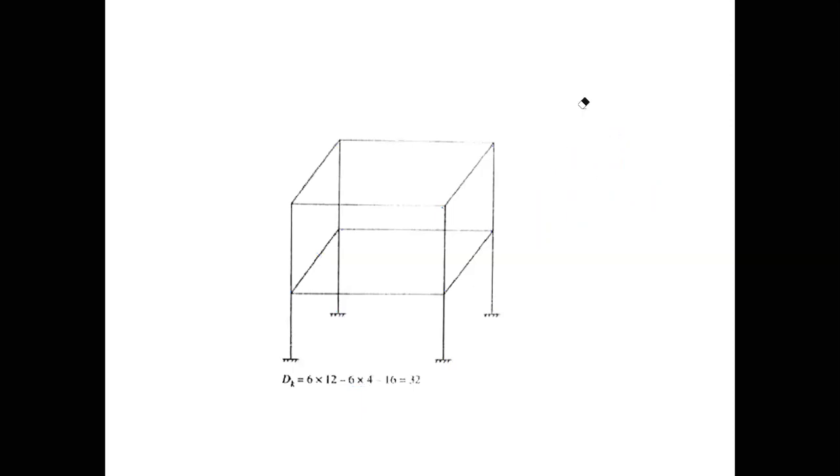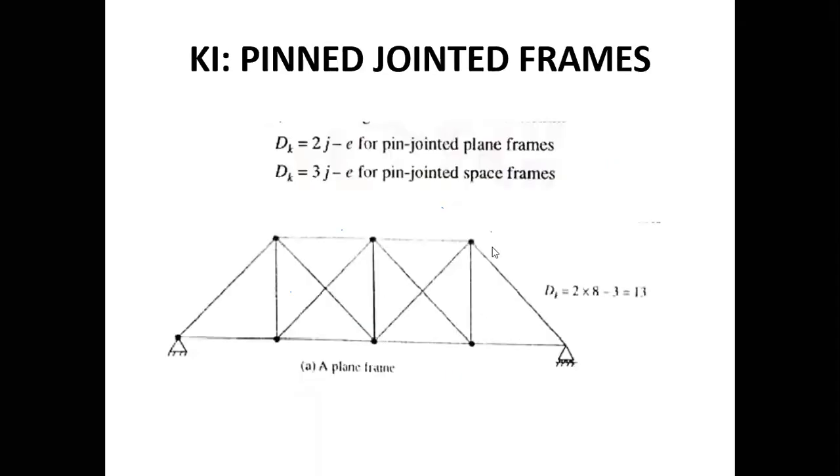So next is the degree of kinematic indeterminacy in case of pin jointed frames. So in case of pin jointed frames, the degree of kinematic indeterminacy will become 2j minus e, that is for a pin jointed plane frame, and 3j minus e in case of a pin jointed space frame. Remember, in case of pin jointed frames, the axial deformation is always considered, so no member will be subtracted in this case.